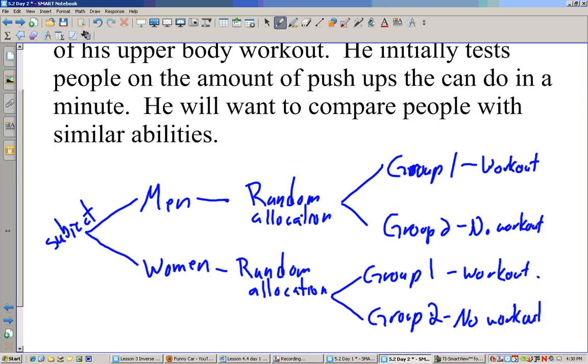So at the end, we'll want to compare. So you can see how the women do, and then he'll want to compare to see how the men do. And he might actually want to compare both of these and see how the men do versus the women.